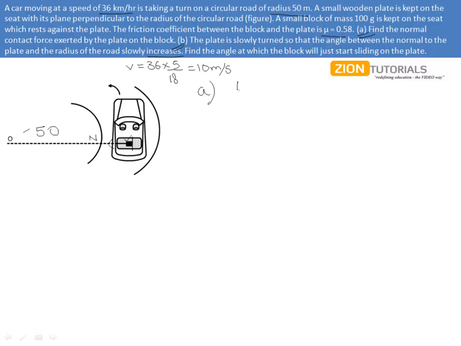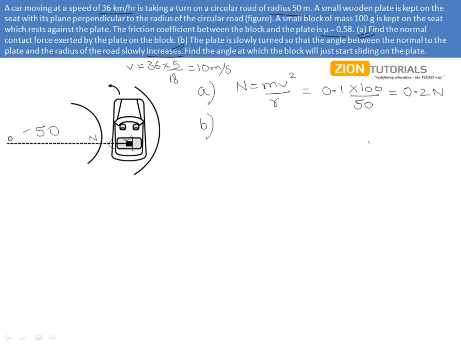So, we can say that the normal reaction is equals to centripetal force, which is mv square by r. Putting the values over here, we get 0.1 into 100 over 50, giving us a normal reaction of 0.2 Newton. Now, proceeding with the second part of this question, in which the angle is slowly increased.